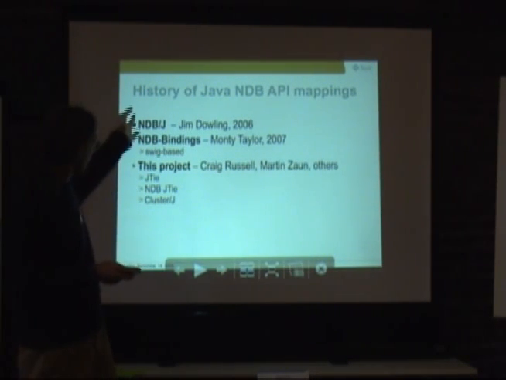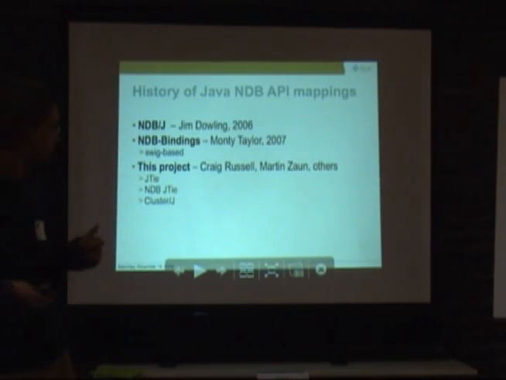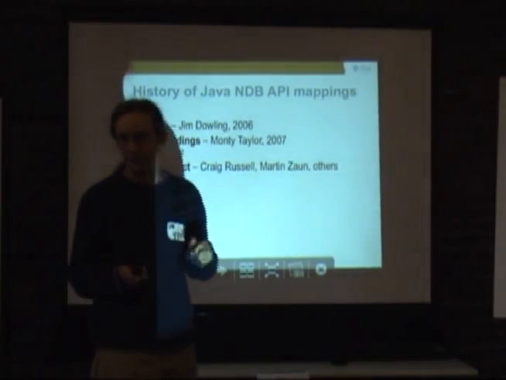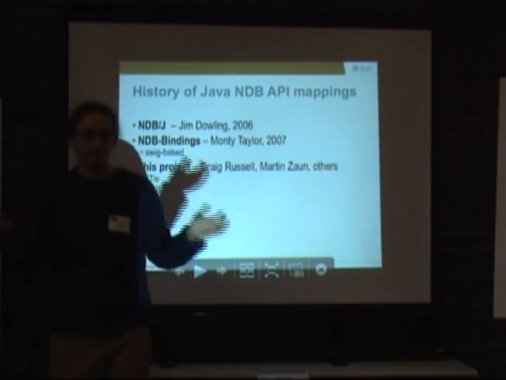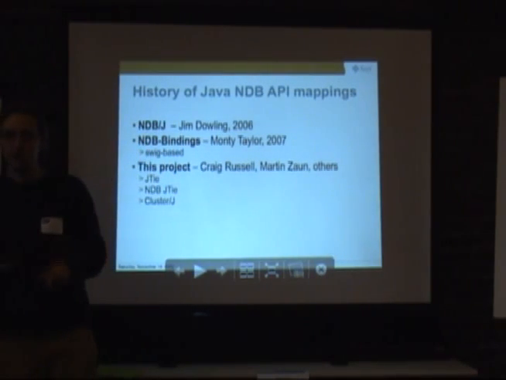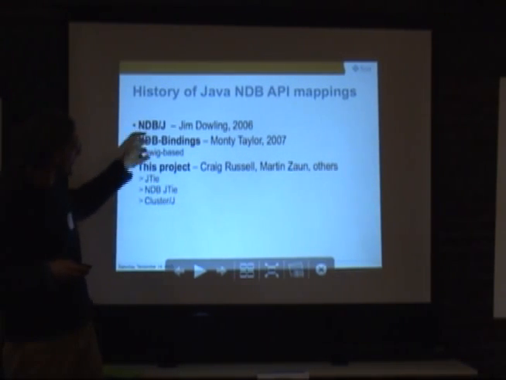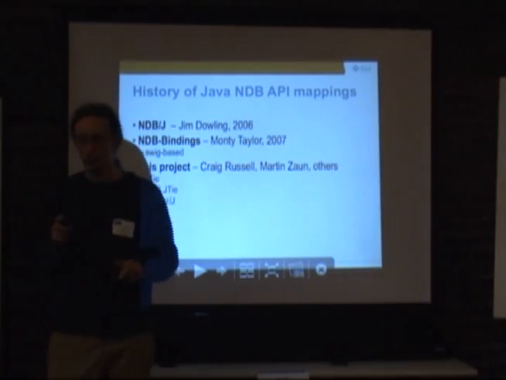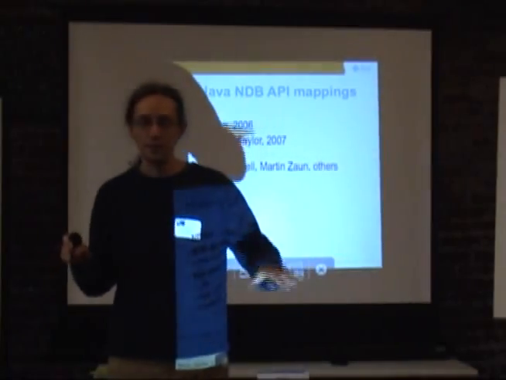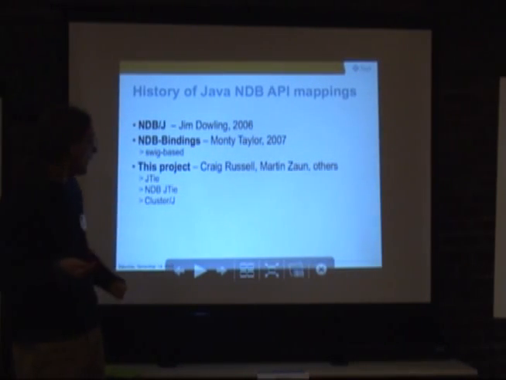But I'm going to go through a little history here of mappings of this API to Java, because what we're working on here is the third one. First, Jim Allen did NDBJ in about 2006 that took as much of it as he needed and made it work from Java, right? So a big C++ API and get some amount of it to work, completely writing the code by hand, right? The second was Monty Taylor here using SWIG NDB bindings. So kind of feed the NDB API into SWIG and it creates bindings for Java and Python and Perl and a bunch of languages, right?